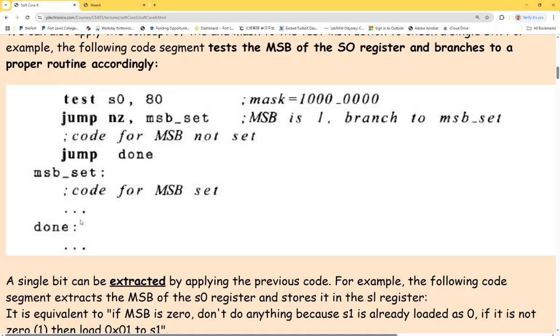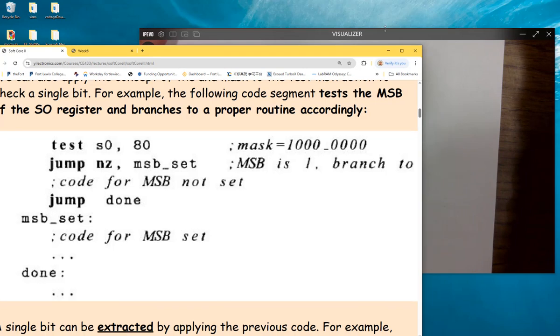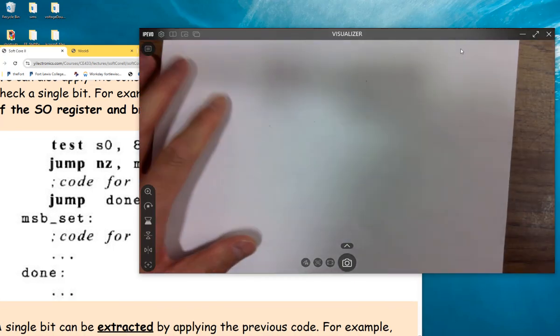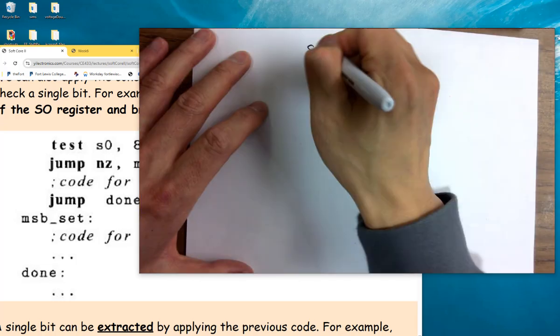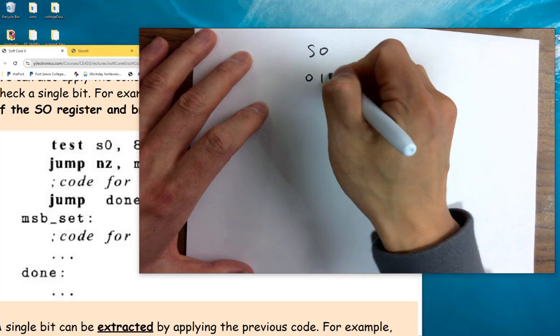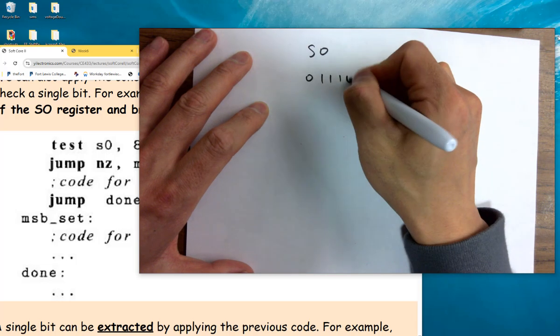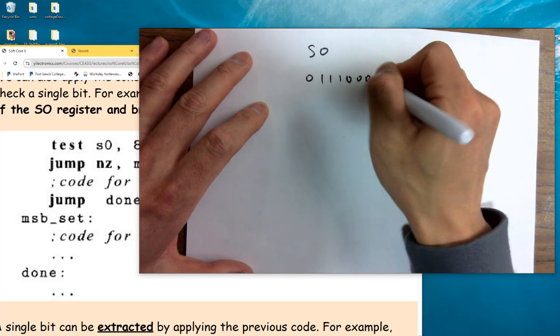Yes. So number 4, it's a very similar problem. This one is doing a bitwise AND logic with these two numbers. So if S0's MSB, let me write it down here. I'm pretty sure other people probably also have this question. So S0 is 0, 1, 1, 1, 1, 1, 0, 0, like this.